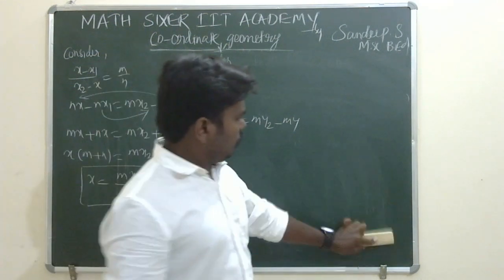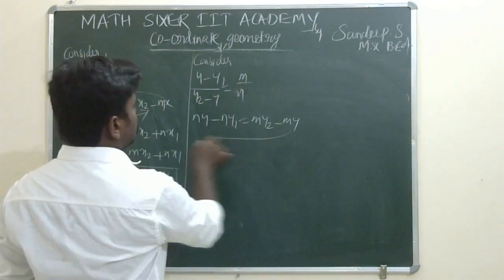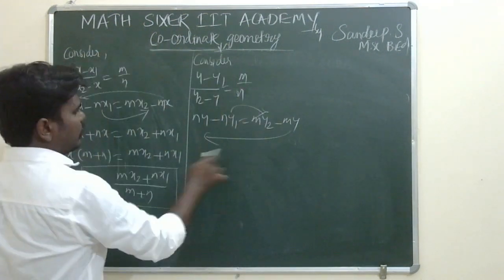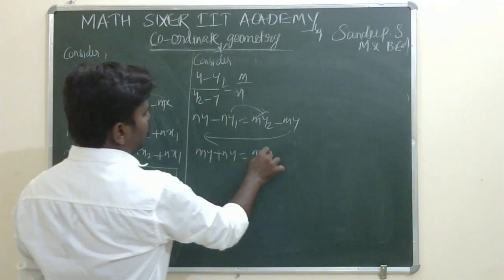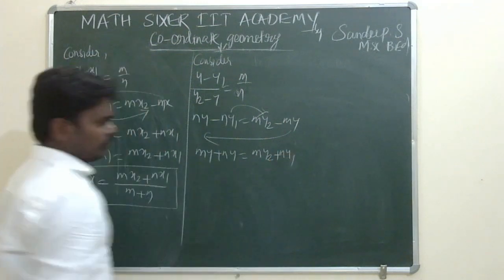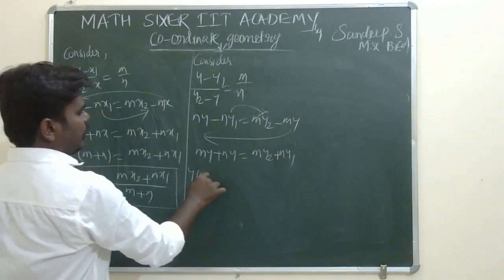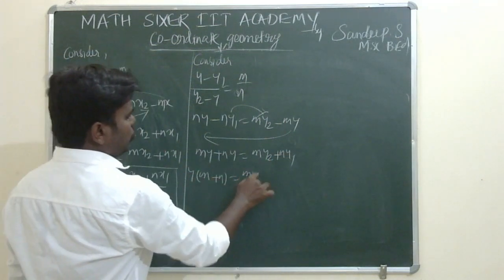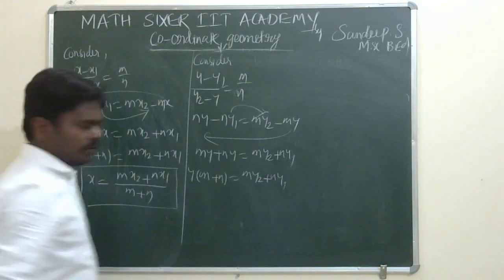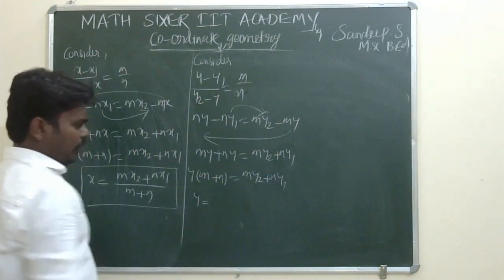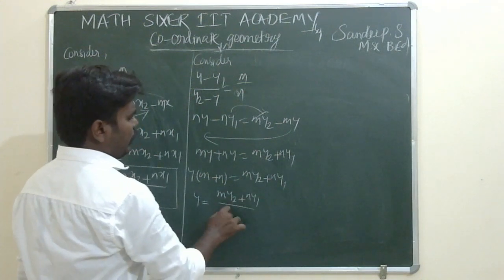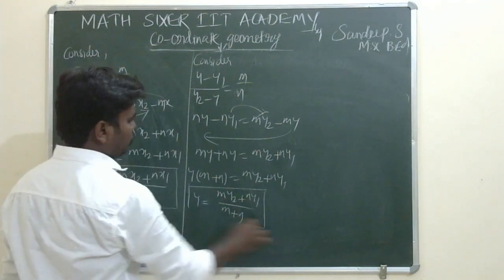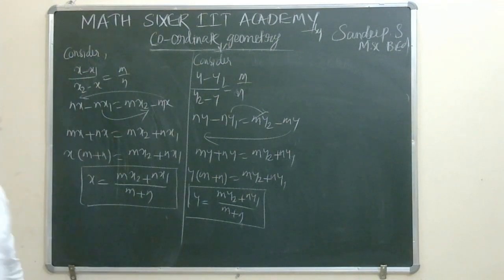Okay, so now take this term to this side and this term to that side. Then what you will get is my plus ny, which equals my2 plus my1. Taking y common, you will get (m plus n) y, which equals my2 plus my1, and from this you will get the y value, which is equal to (my2 plus ny1) by (m plus n).